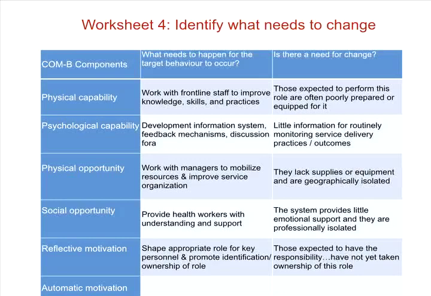And in terms of reflective motivation, shaping this appropriate role for key personnel and promoting identification and ownership of that role, again, education, persuasion, encouragement that they're doing a good job and that they can solve these problems, that they really have the capabilities of doing these things. Sometimes a barrier was that people would say, that's not my job. So one of the things that was effective was getting a notion of shared responsibility, people identifying that they could change things, and setting goals and intentions to achieve those things.